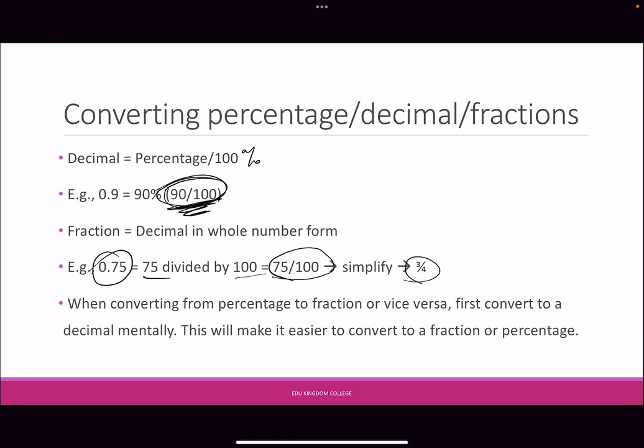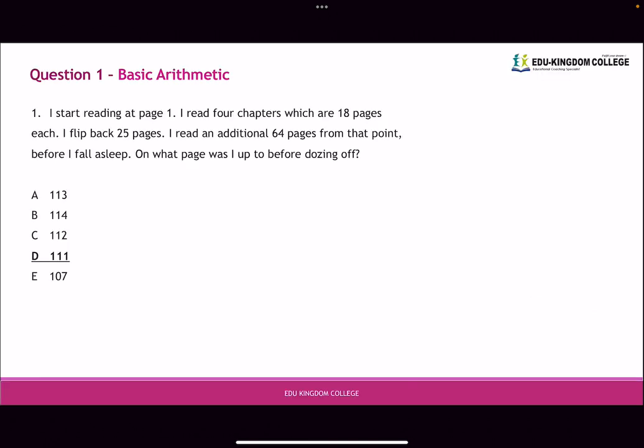Very good. So question 1, which we'll get started on straight away. I read 4 chapters, which are 18 pages each. So that's 18 times 4. So that is, quick maths, 72. Sorry, that took me way too long to do.